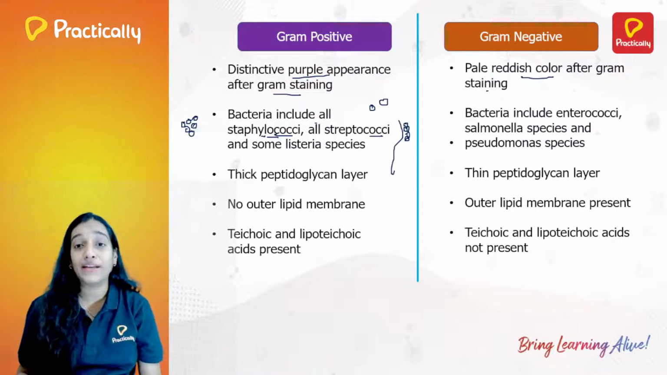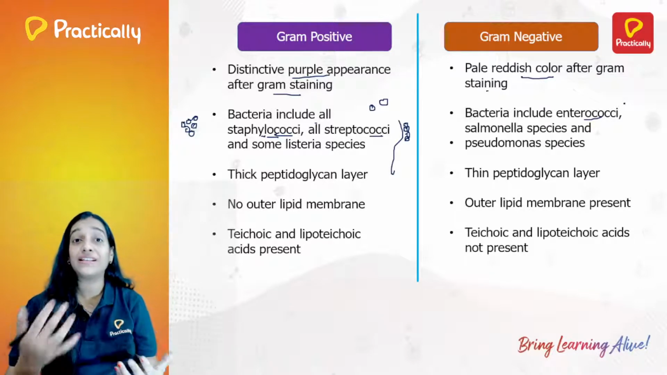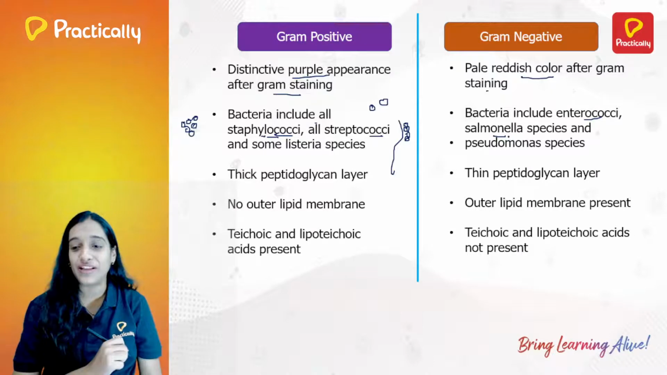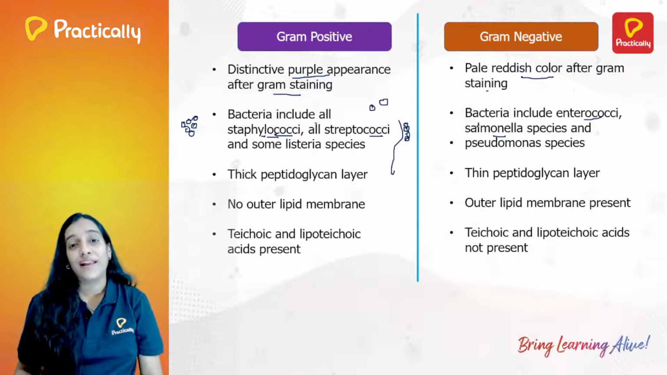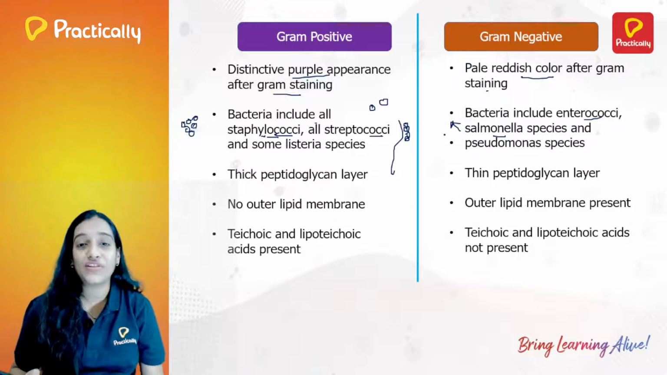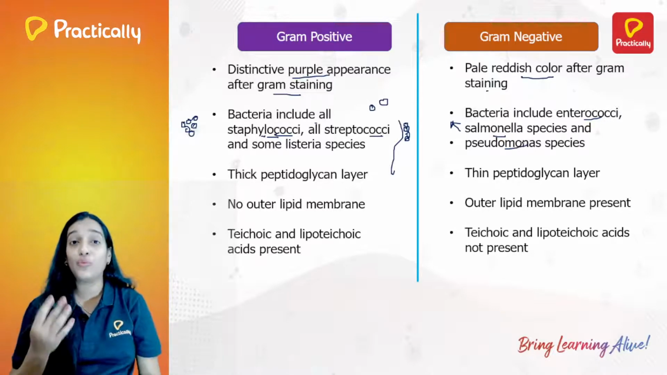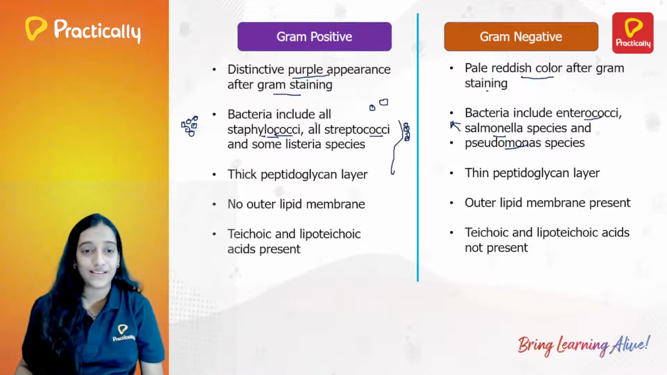Whereas in case of gram-negative bacteria, we have enterococci. Again here the shape is cocci, but it is entero, that means it is inside your body. Therefore, it is known as enterococci. Whereas salmonella, I think all of you might have heard this term. Salmonella species causes different types of diseases, specifically food poisoning. Then we have Pseudomonas. Pseudomonas is usually present on your skin and it may cause you some skin diseases.